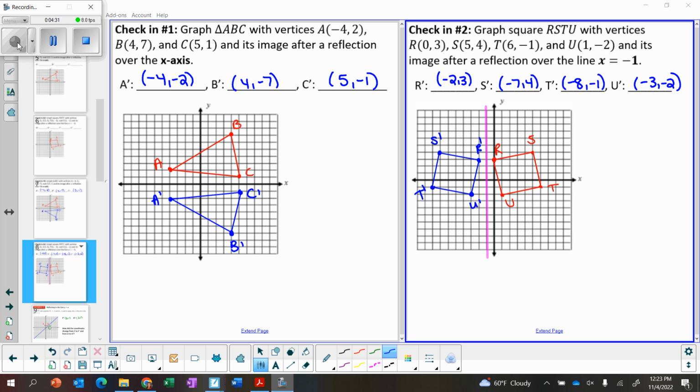All right, let's check our answers for these. For A prime, we got negative 4, negative 2. For B prime, we got 4, negative 7. And C prime, we have 5, negative 1. On the second picture, R prime, we have negative 2, 3. S prime, we have negative 7, 4. T prime, we have negative 8, negative 1. And U prime is negative 3, negative 2.